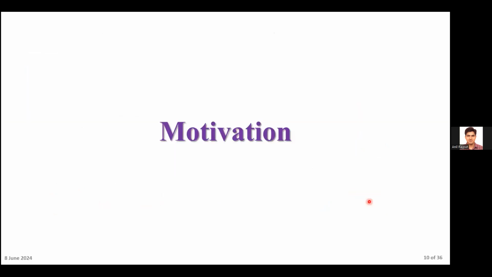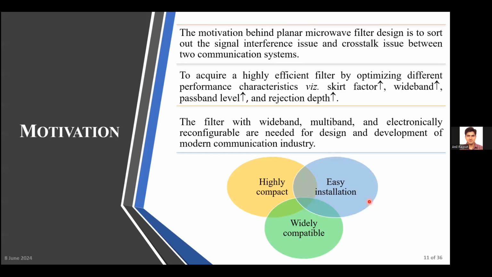Now, the motivation behind doing the work on the filters. So we have to design the filters to reduce the electromagnetic interference and to minimize the crosstalk between two communication systems. And then we have to design the filter which has a higher square factor and a wider bandwidth, and a high pass band level, so that maximum power will be passed, and in the stop band range it has a high rejection depth. And we have to design the wideband band stop filter, multiband filter, and the electronically reconfigurable filters.